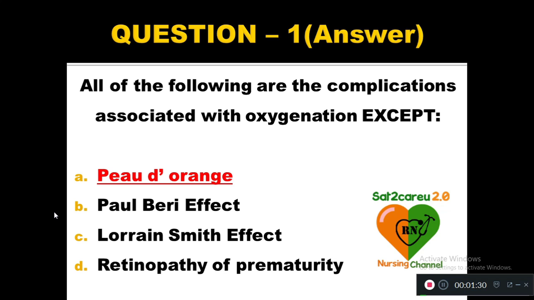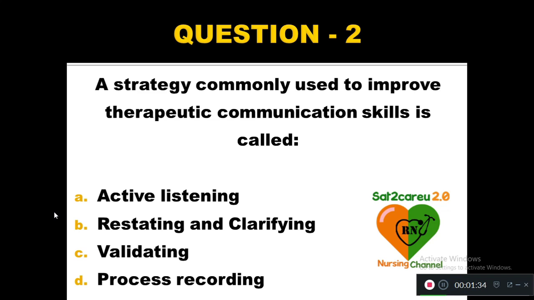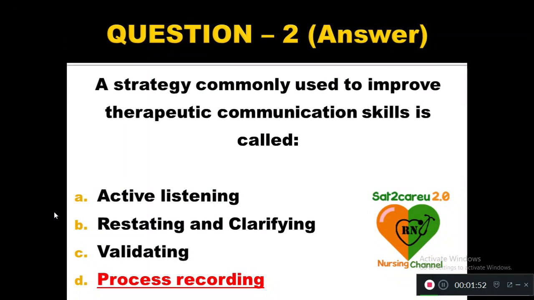Question number 2. A strategy commonly used to improve therapeutic communication skills is called option A, active listening, B, restating and clarifying, C, validating, D, process recording. The correct answer is process recording is not a therapeutic communication skill.